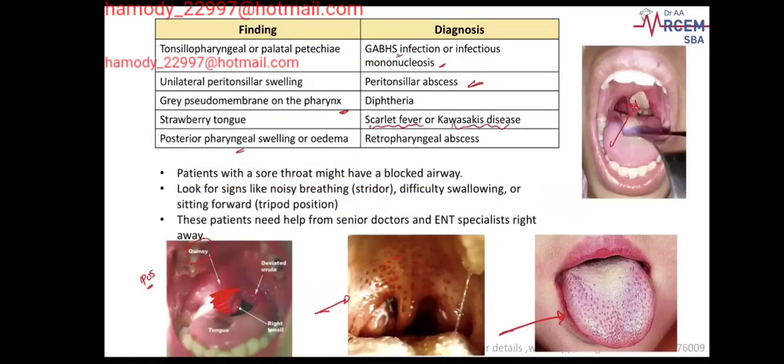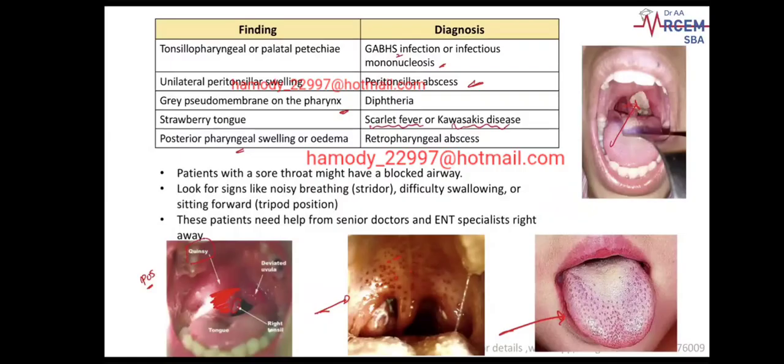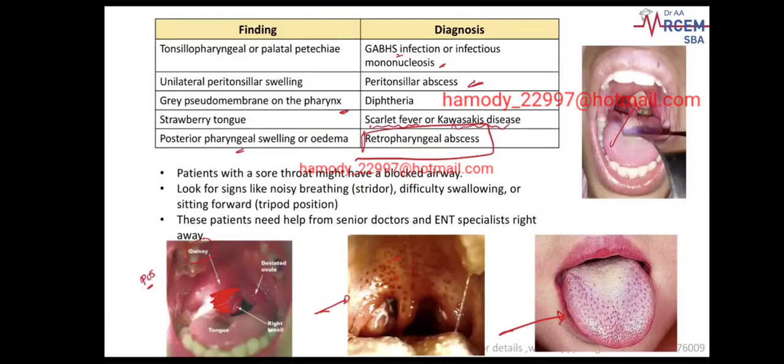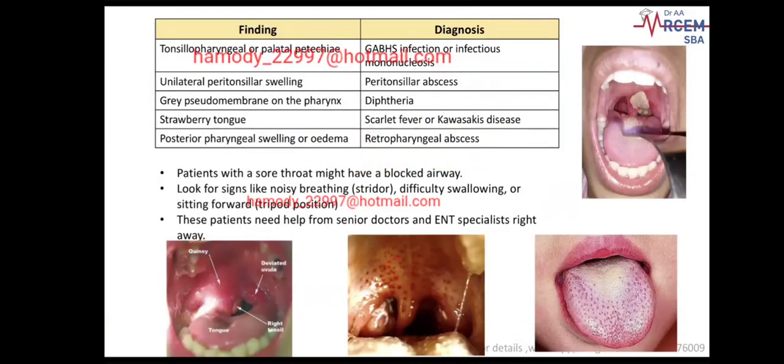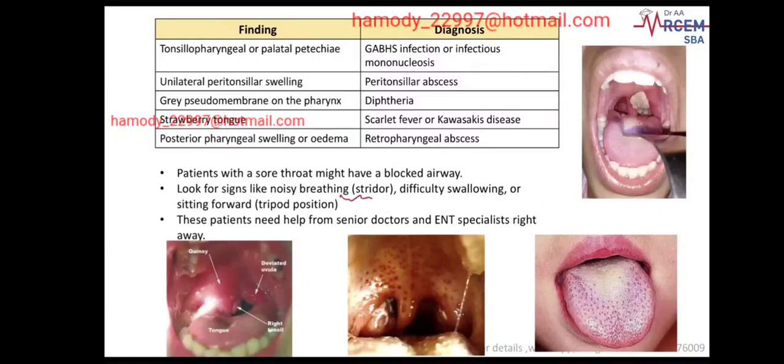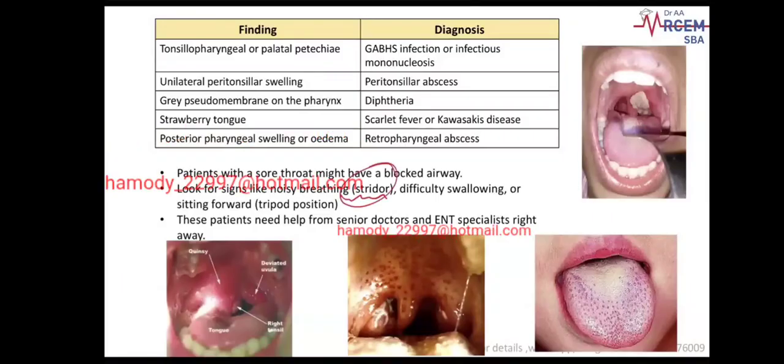If there is a posterior pharyngeal wall swelling or neck stiffness is present or neck swelling is present, then think of a retropharyngeal abscess in this individual. Whenever a triage nurse comes and says there is a patient with a sore throat, do not take it lightly. They might come walking into the minor area saying that I have a sore throat. But when you go and see the patient, he might be having noisy breathing, suggestive of airway narrowing. Stridor might be present. He might be drooling saliva, suggestive of difficulty in swallowing.